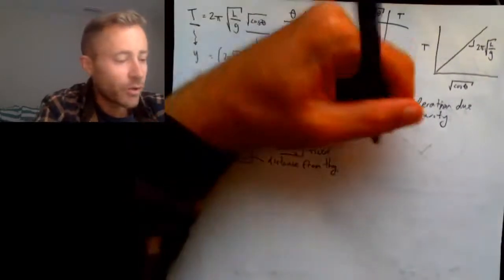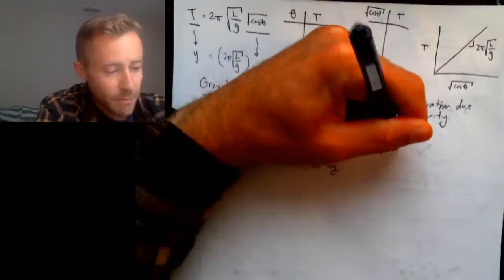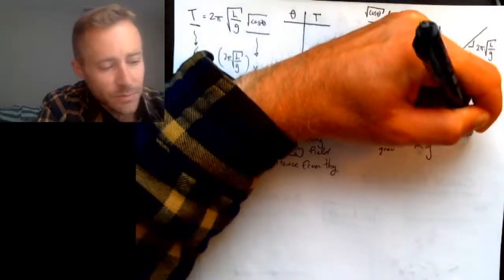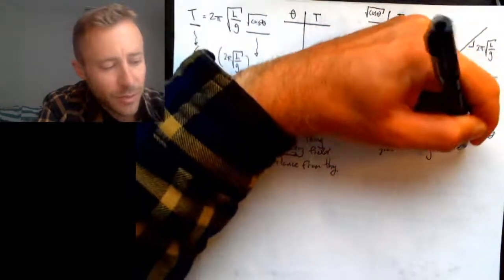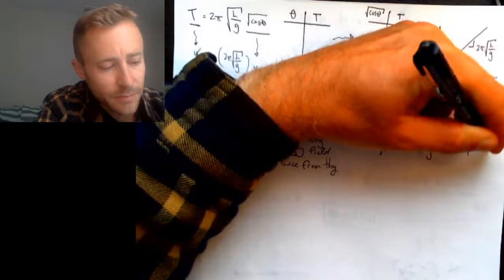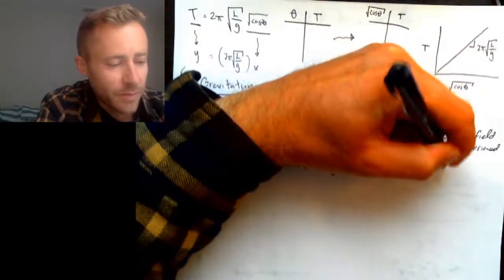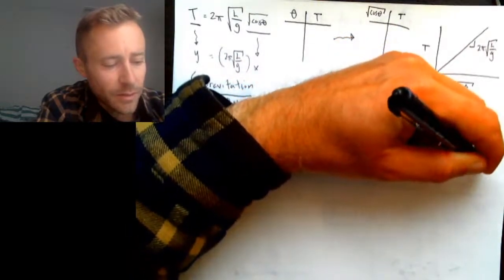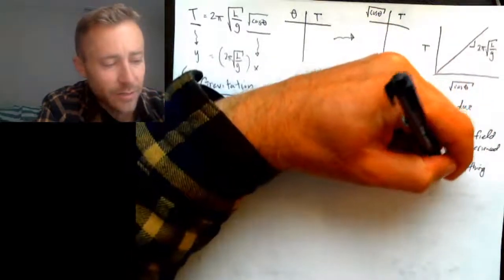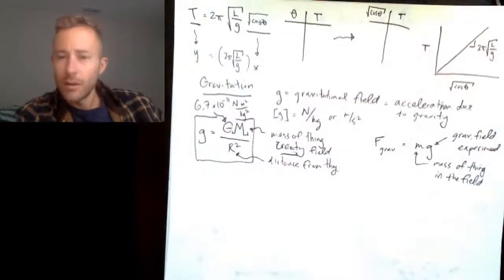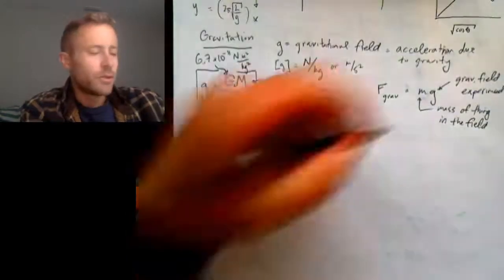And then the gravitational force is mg, just like the equation for the weight force, where g is the gravitational field experienced by the thing, and m is the mass of the thing not creating the field, but in the field, experiencing the field. All right? So that's an important equation.